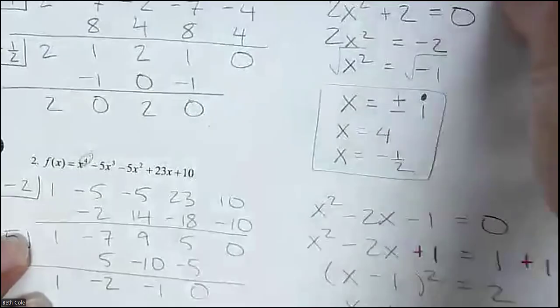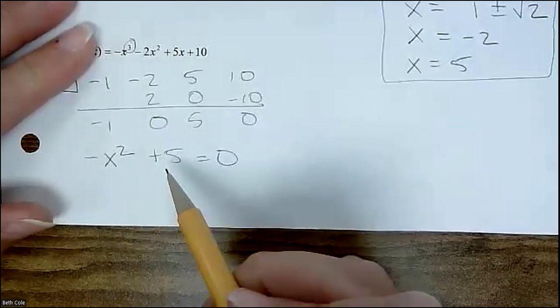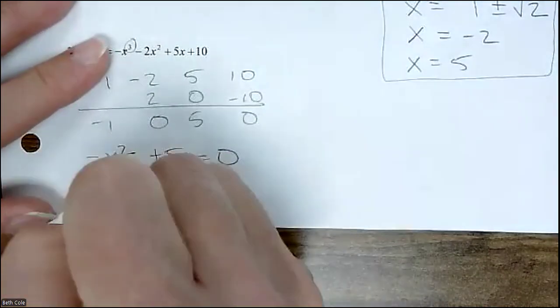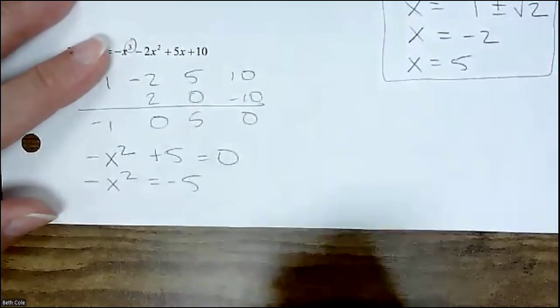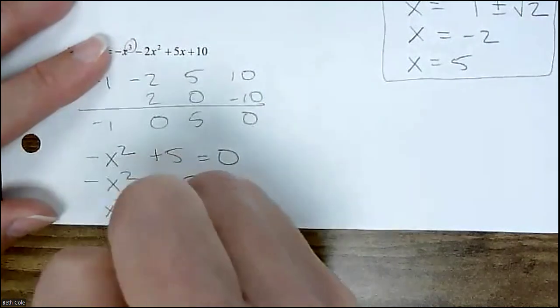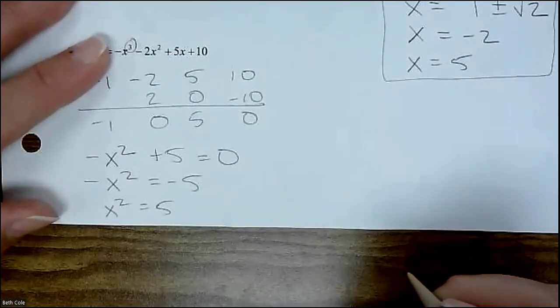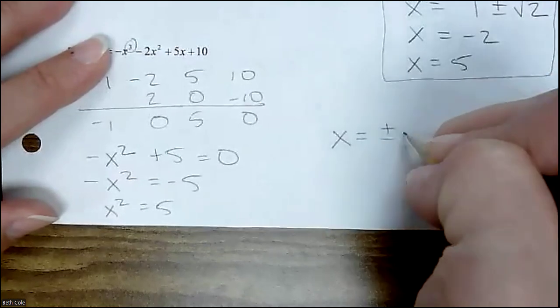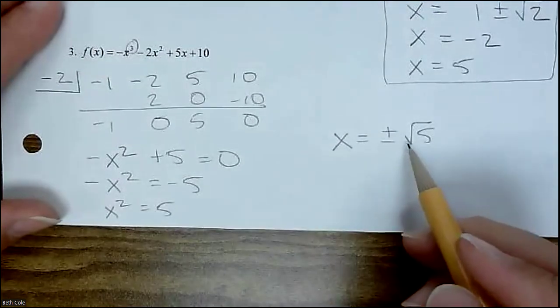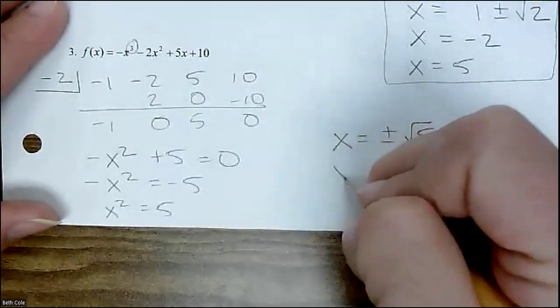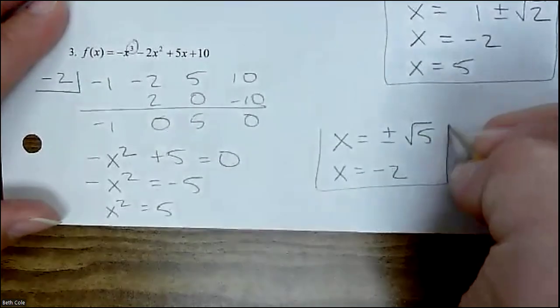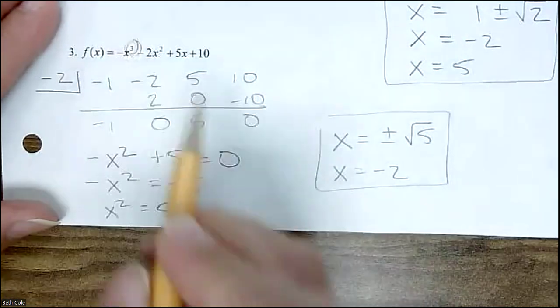I'm going to just solve it the same way I did this first one. I don't need to factor or complete the square. It's not that complicated. I'm just going to subtract over the 5. Negatives cancel. And then we'll square root. So you get plus and minus square root of 5. That's 2 answers. And then your -2 is the third one. And that makes sense. We should have 3 answers.